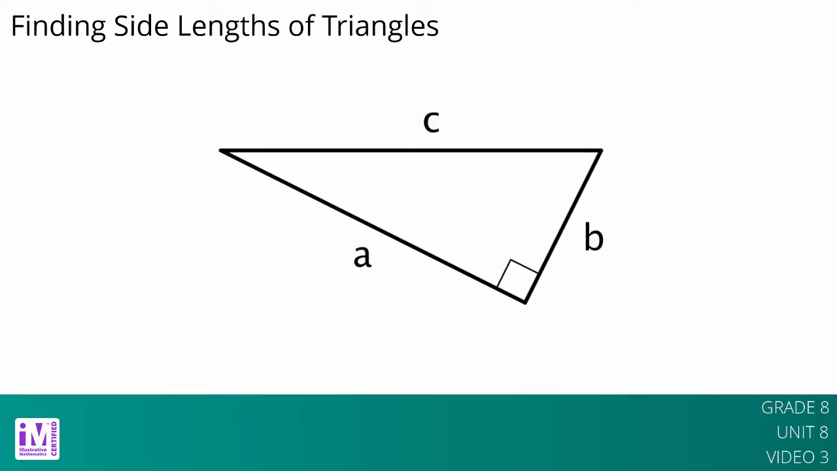We often use the letters A and B to represent the lengths of the legs of a right triangle, and C to represent the length of the hypotenuse. The hypotenuse is always the longest side of a right triangle. Now let's consider three different right triangles and the relationship between the lengths of the sides.